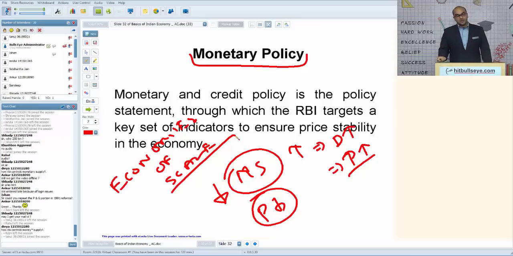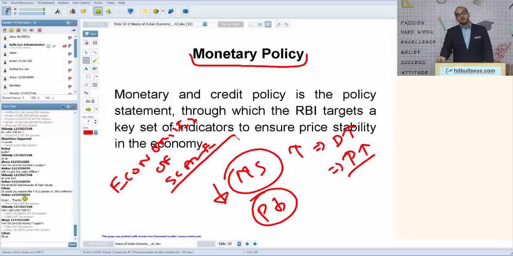How RBI controls the money supply will be covered in a separate lecture on the banking sector and related issues in India.